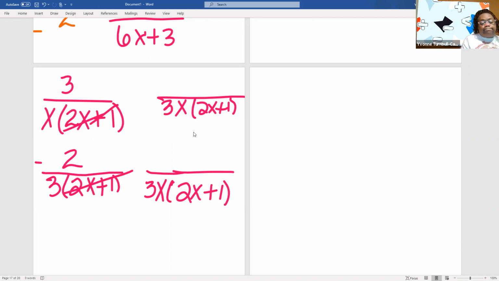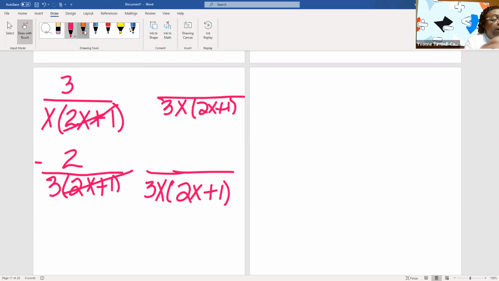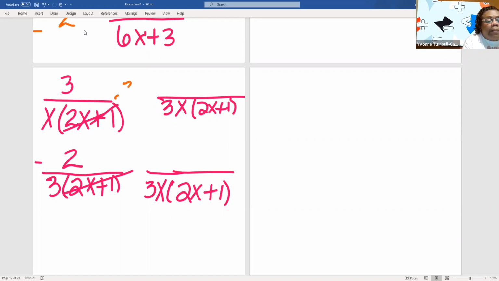So now, let's look at our top denominator. What is in the LCD, but not in the original denominator? I see a 3. The 3 is in the LCD, but it's not in the original denominator, so that's why I need to multiply the top and the bottom by 3. So I'm getting 9 as my numerator here.